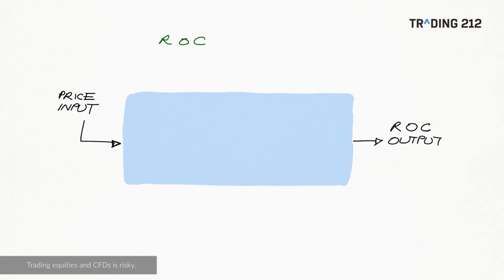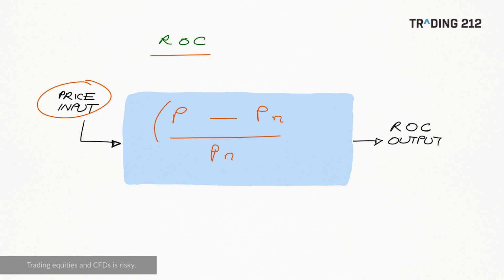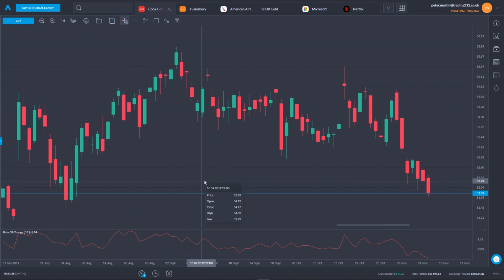So what is actually happening with the ROC when it is making that comparison, that look back to n periods ago? The formula is the current price, P, minus the price n periods ago, divided by that price n periods ago, and then that whole thing multiplied by 100, and then that is the value of the ROC oscillator.